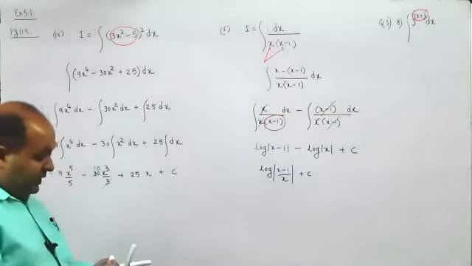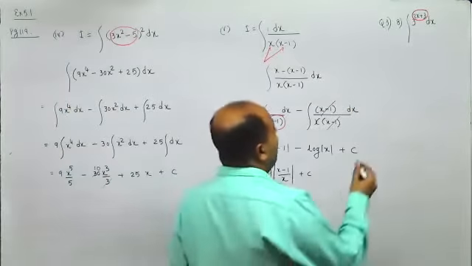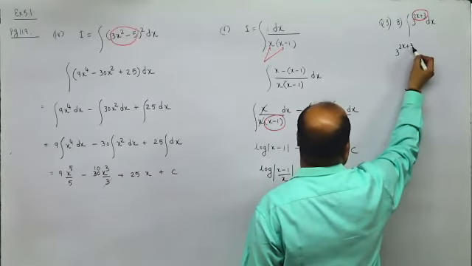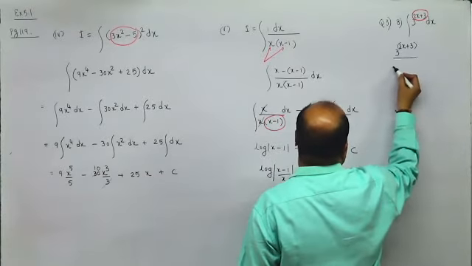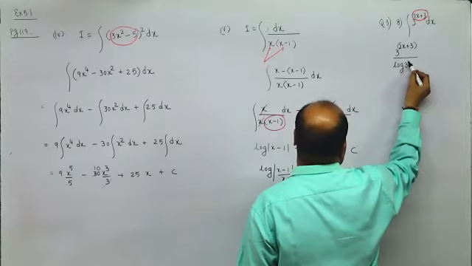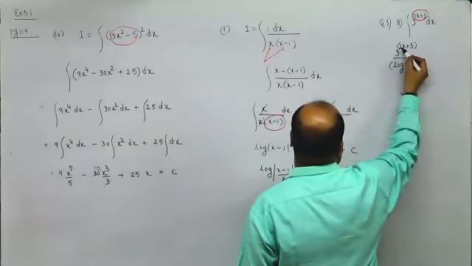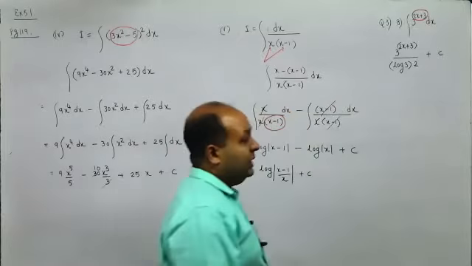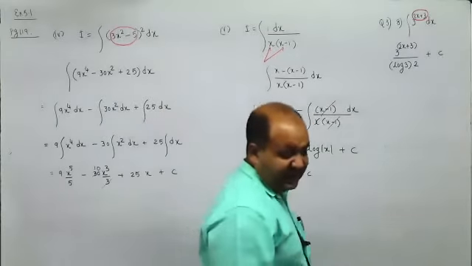What is integration of a raised to x? It is a raised to x upon log a, and then divide by the coefficient of x. So it is 2, plus c. This is the value, a raised to x. You have treated it as such.